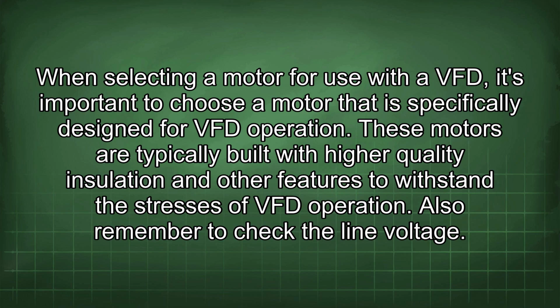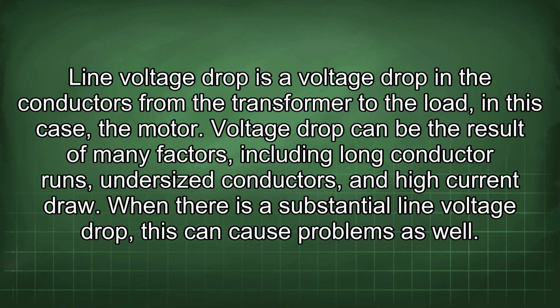Also remember to check the line voltage. Line voltage drop is a voltage drop in the conductors from the transformer to the load, in this case, the motor. Voltage drop can be the result of many factors, including long conductor runs, undersized conductors, and high current draw. When there is a substantial line voltage drop, this can cause problems as well.